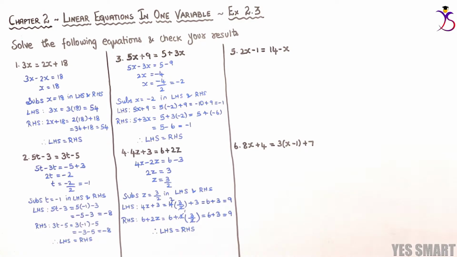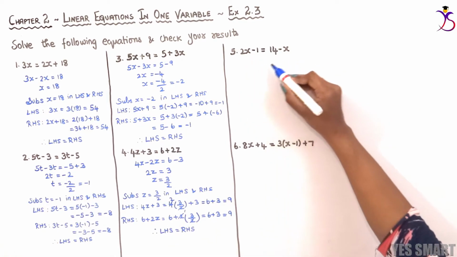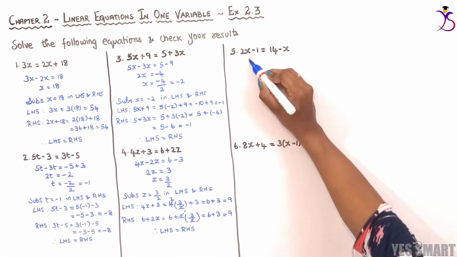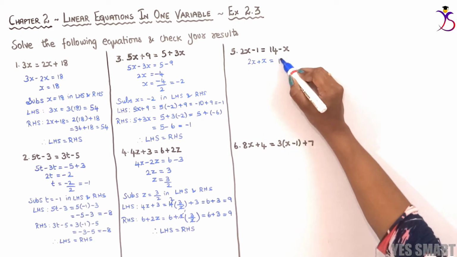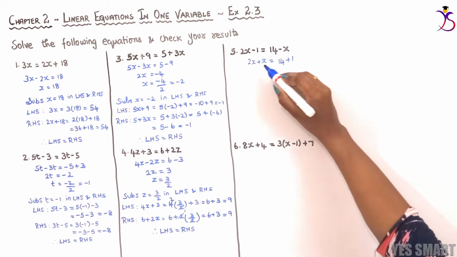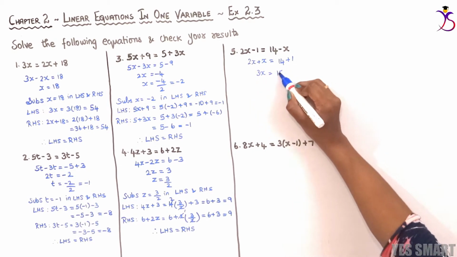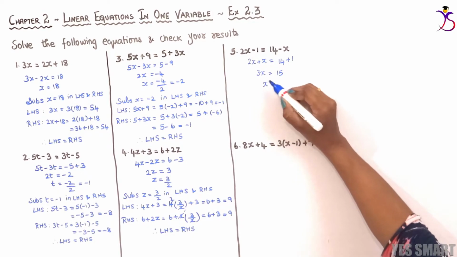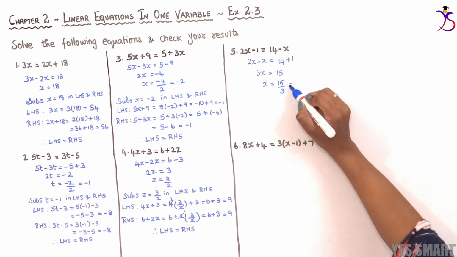Fifth sum. 2x minus 1 equal to 14 minus x. We will bring the x this side and minus 1 to right hand side. So 2x plus x equal to 14 plus 1. 2x plus x is 3x equal to 14 plus 1 is 15. Now x is equal to, this 3 will come this side. So 15 by 3, which is equal to 5.